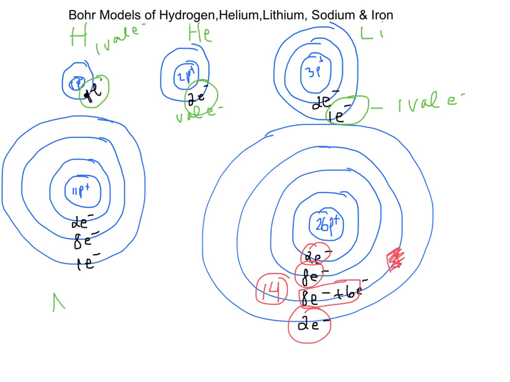In sodium, there is once again only 1 valence electron, so we're looking at the highest energy level. And in iron, we would have 2 valence electrons. Valence electrons are the electrons in the highest energy level. Everything else is considered an inner core electron.